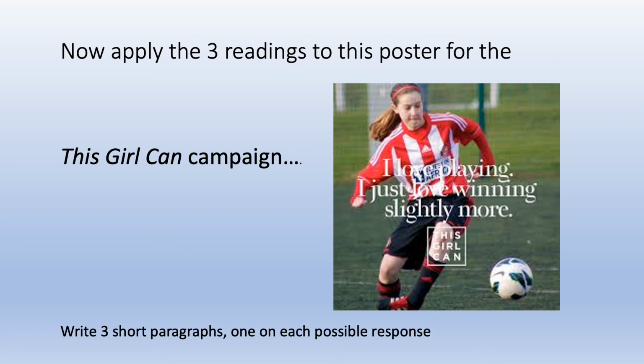I want you to write 3 paragraphs that we'll use as a starter in class. The 3 paragraphs are: 1, what is the preferred response that the producers want? 2, what is the negotiated response, so the debate that may exist, that accepts part of it and rejects part of it? And 3, is there an oppositional reading that could happen in relation to this campaign and this particular poster? Okay, so give it a go, see what you can come up with. 3 short paragraphs analysing this image, and we'll discuss it as a starter in our next lesson. Okay, thank you. Have some fun.